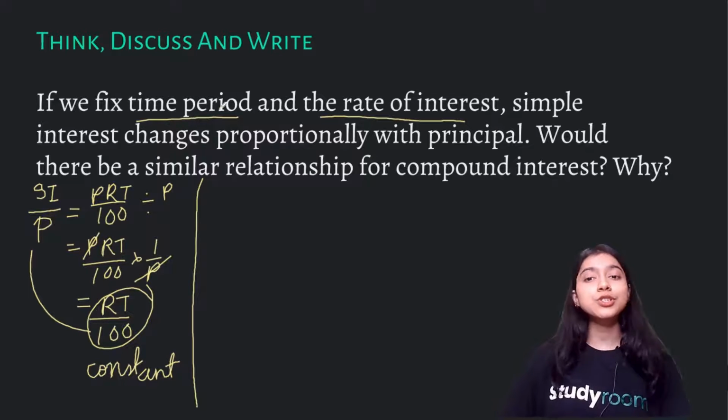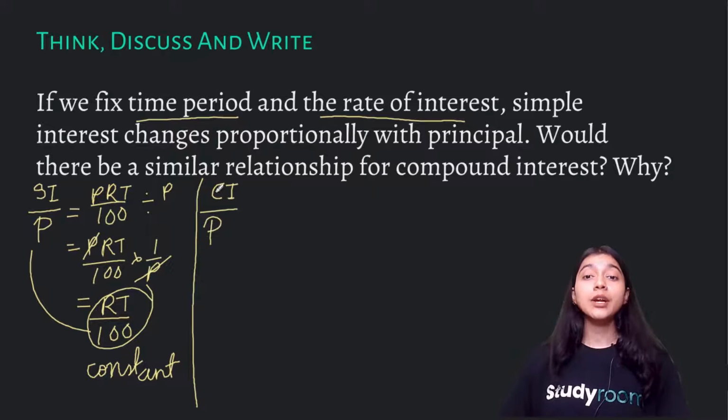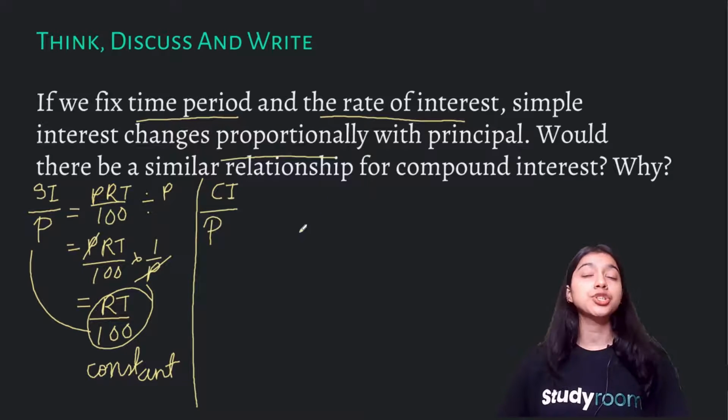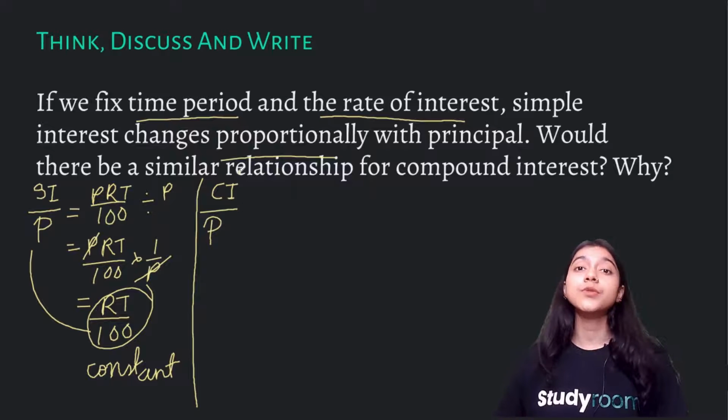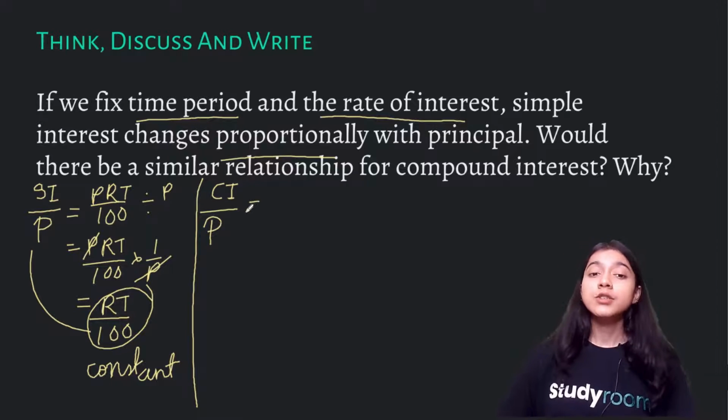Now let us find the case of compound interest. Is it directly proportional or not? In case of compound interest, we have compound interest by principal, because we have to check whether it is proportionate with principal or not. So we have to calculate the ratio and check whether the ratio is a constant or not. For doing so, I have to write the formula of compound interest.